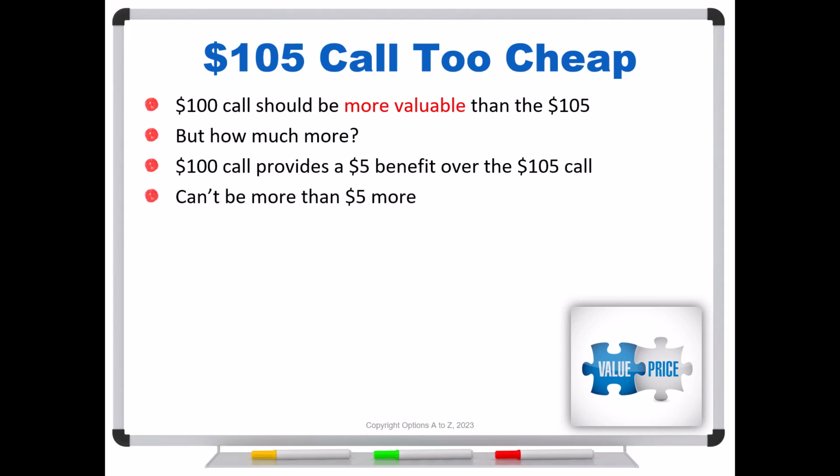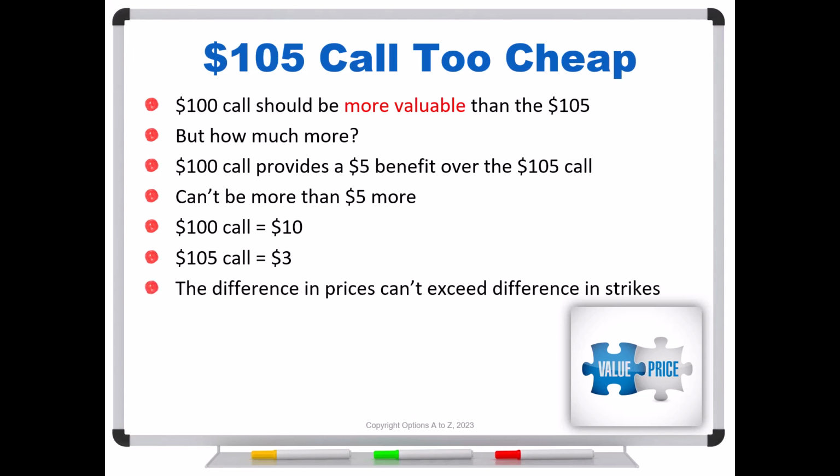Anytime prior to expiration, you'll probably see anything less than that, $2 more, $3, $4. Right at expiration, if both options are in the money, it will be exactly $5 more, but no more than that. So let's say that we had the $100 call for 10 and the 105 call for 3. All right, well, we just said that the $100 call should be worth more money, and it is. However, there's another pricing principle that says the difference in these prices can't exceed the difference in the strikes.